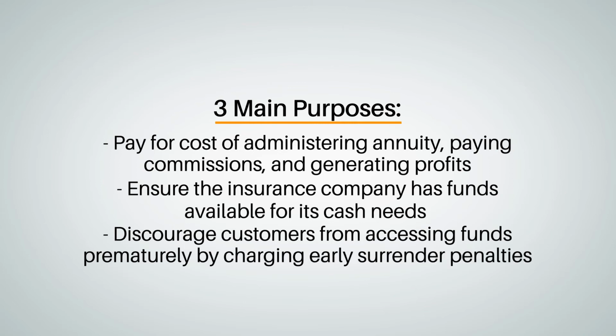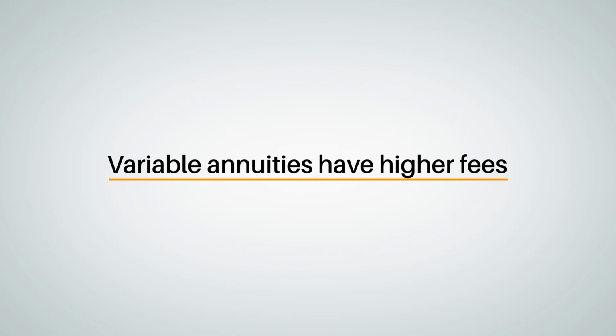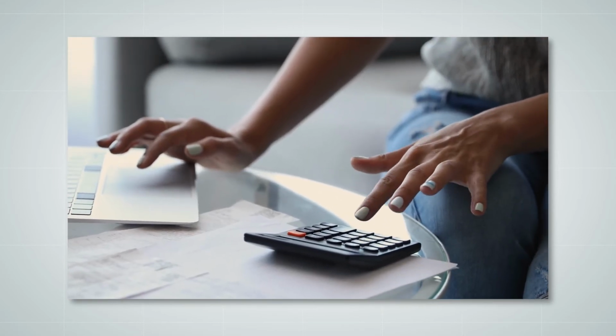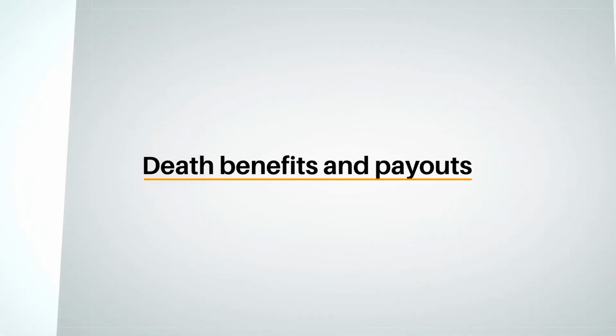Because of their high administrative needs, variable annuities have higher fees and charges than fixed annuities. In the upcoming section, we'll be looking at the various types of common fees, including annual contract fees, interest spread, and early surrender charges. Another common contract provision is for death benefits.